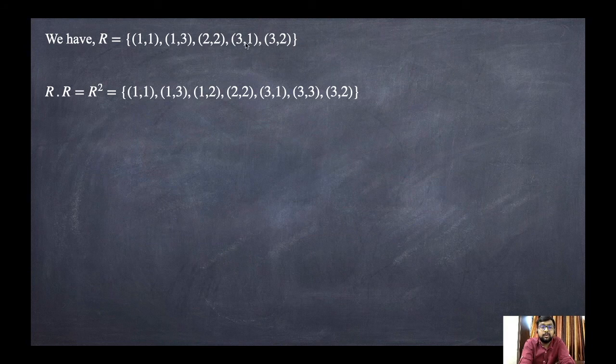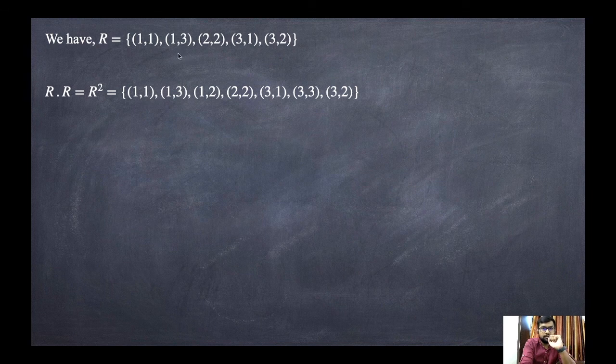See here, R into R. Just consider this R. Now 1 goes to 1, and the relation is the same. So 1 goes to 1 again, so it will be (1, 1). In the same manner, 1 goes to 1 is done. Now 1 goes to 3, so the relations are (1, 1) and (1, 3), and the pair will be the first and last one. So it will be (1, 3).